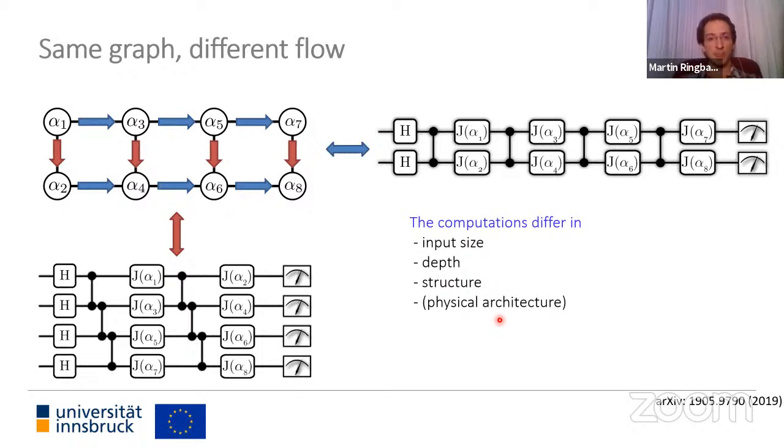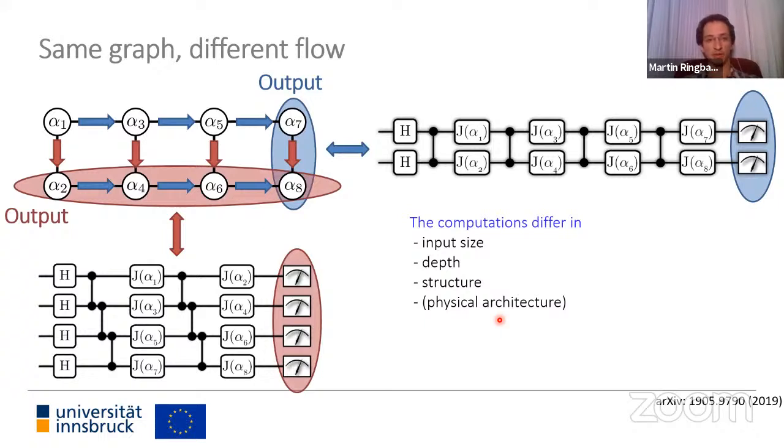But still, if you look at the output sets of these circuits, we see they overlap here on qubit 8. Depending on the flow, this might be more qubits. But since they are derived from the same graph, from the same cluster state, they must agree on the qubit where they overlap. And this is the trick that we want to use to check these circuits against each other.